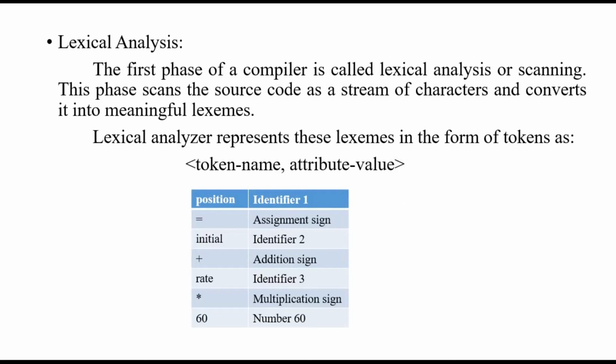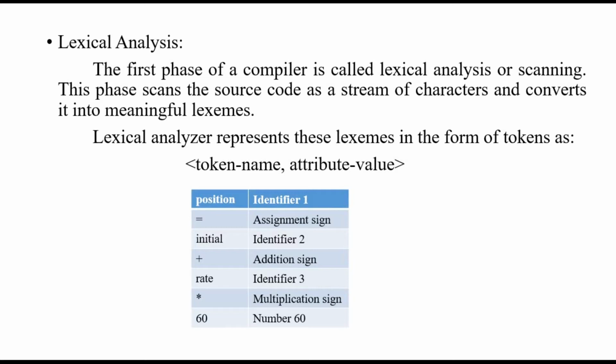The first phase of a compiler is called lexical analysis or scanning. This phase scans the source code as a stream of characters and converts it into meaningful lexemes. Then what is a lexeme? A lexeme is a sequence of characters in the source program that matches the pattern for a token and is identified by the lexical analyzer as an instance of that token.